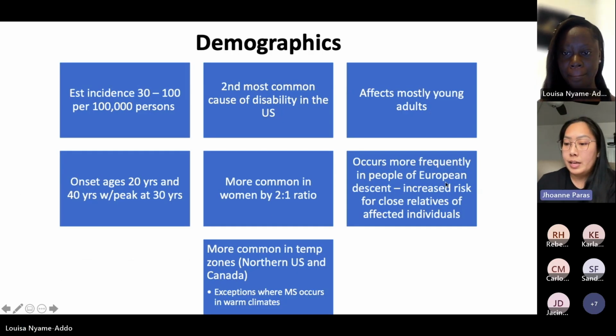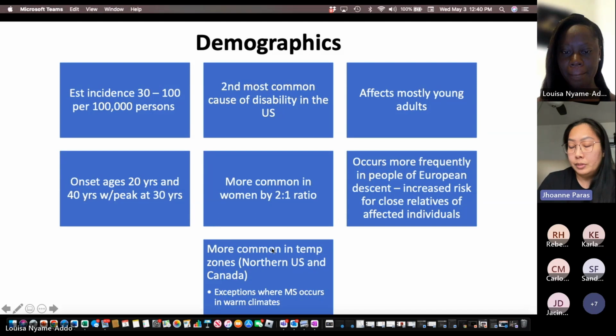So you'll see that it usually affects young people between the ages of 20 and 40, but peaks around 30 years. It's the second most common cause of disability in the US. The first is actually motor vehicle accidents. And it's more common in women by a 2-to-1 ratio.